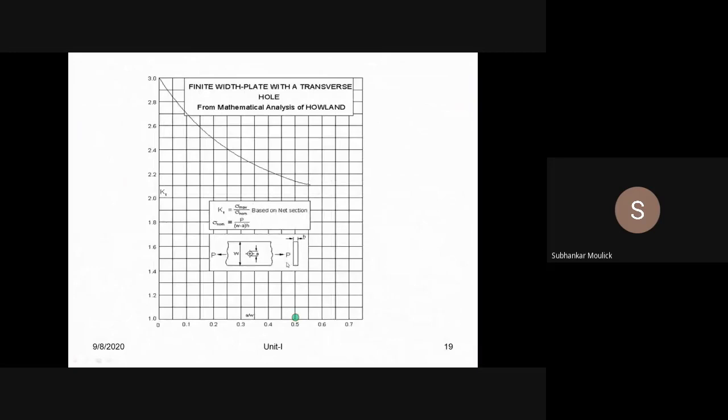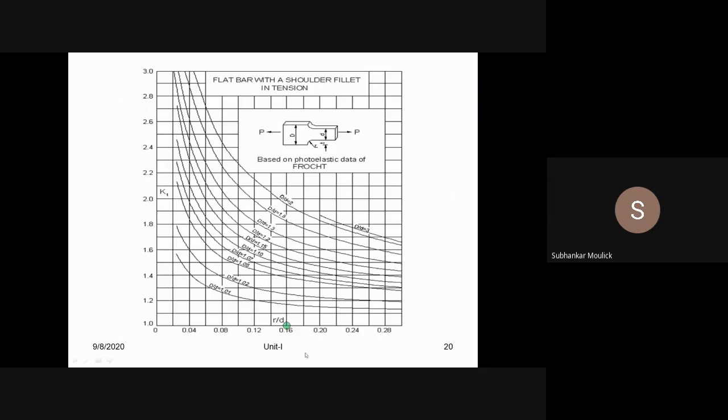See, wait, this was the case. This is the value of small r by d. From small r by d, I will go till capital D by small d equal to 1.5. Fine. Then from this particular point, I have to go along negative x direction till this positive y-axis. This is that particular point, and y-axis is nothing but your kt. So the value of kt comes out to be how much? It is near about equal to 1.8. You can take it as 1.8.